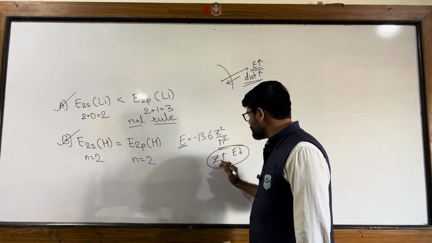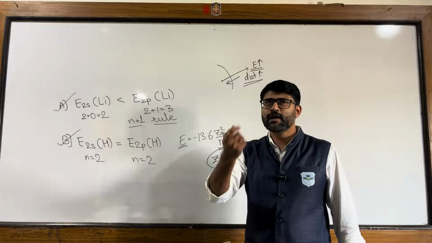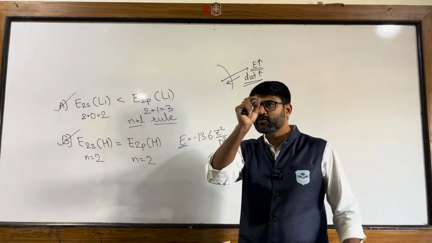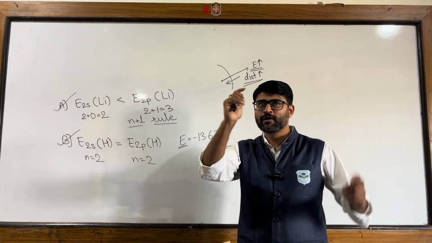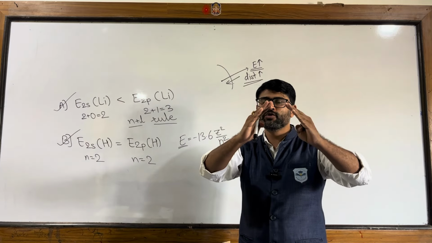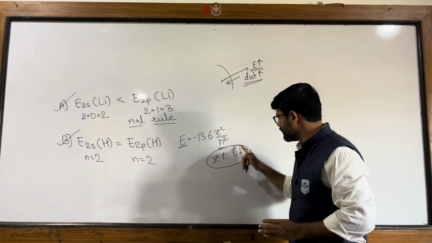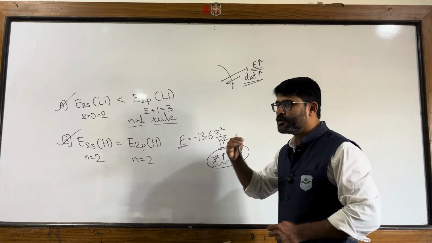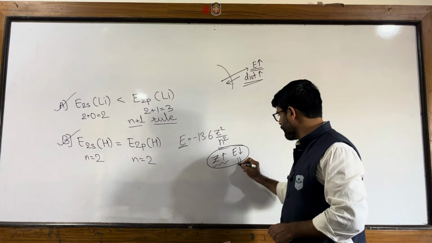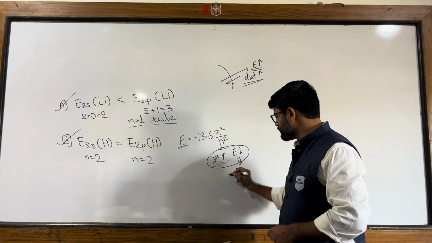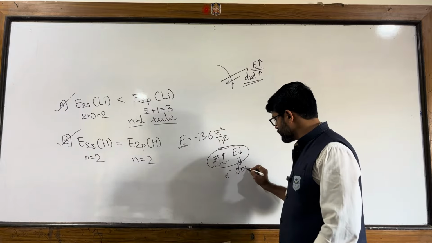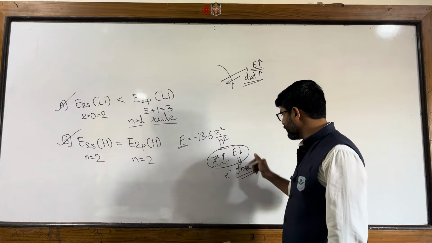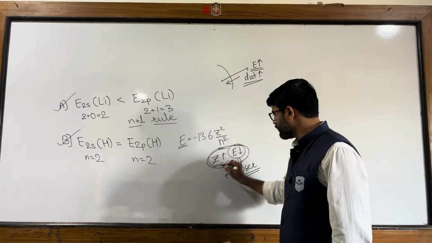Or you can understand it in this way: as Z increases, the attraction from the nucleus increases and electrons come closer to the nucleus. As Z increases, electrons are closer to the nucleus because the attraction from the nucleus is higher, and if electrons are closer to the nucleus, then they have lesser energy.